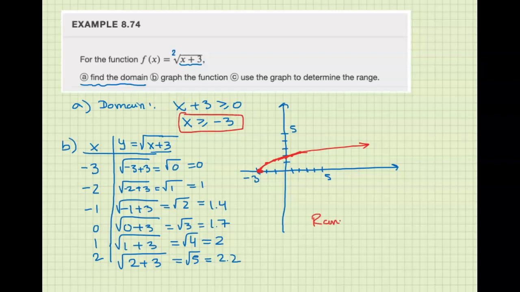The range refers to the y values. Okay, so you can see that I'm never going to get any negative y values. This is like the starting point, that's the lowest point. So the range is y values that are bigger than or equal to 0. All right.